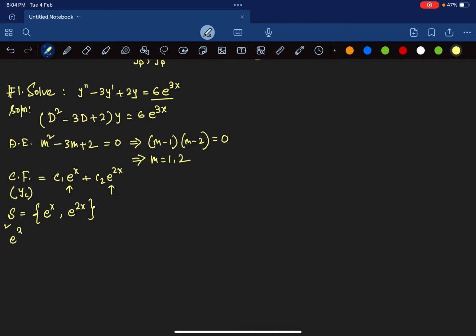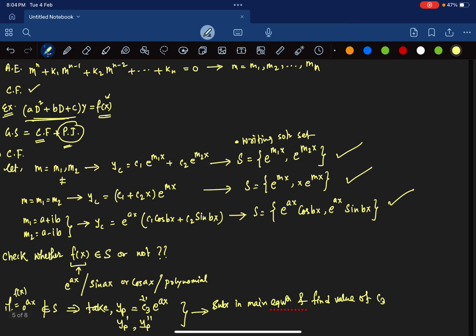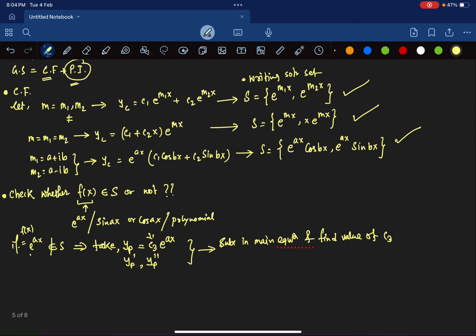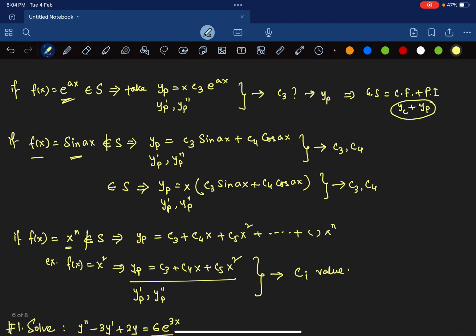So immediately what you will write: e^(3x), which is in our right hand side, does not belong to S. Does not belong to S means what you need to take, yp you need to take as c3 e^(3x). This thing you need to take if it does not belong to S. Just go back to the previous slide. See, e^(ax) does not belong to S, so what we are taking is yp = c3 e^(ax). This thing we are taking.